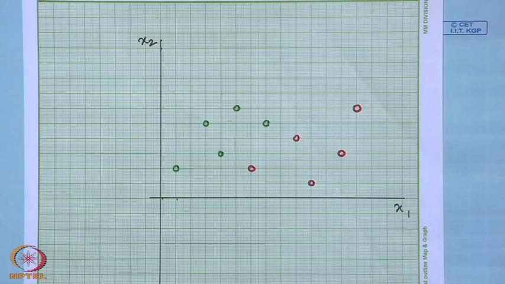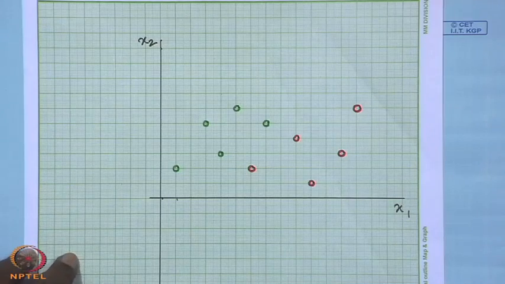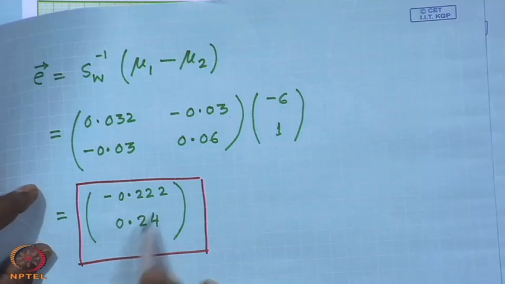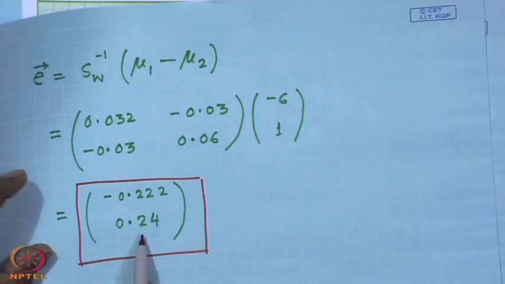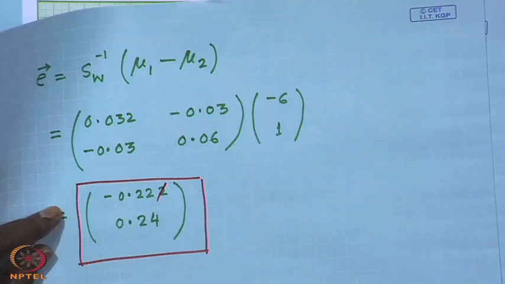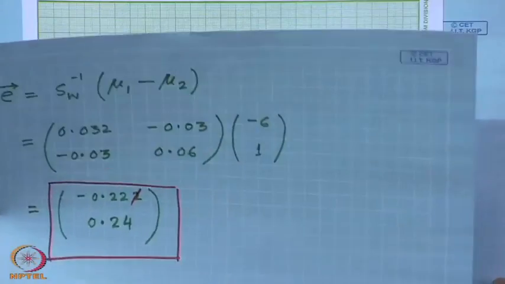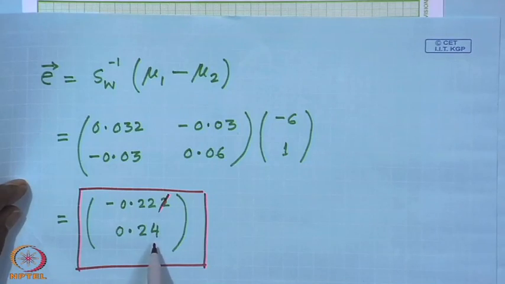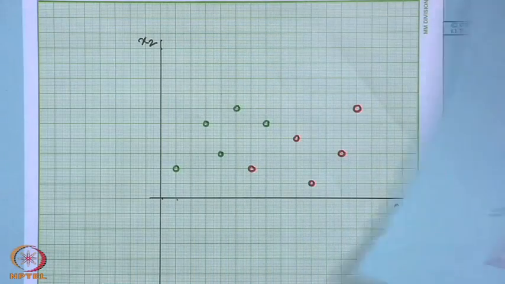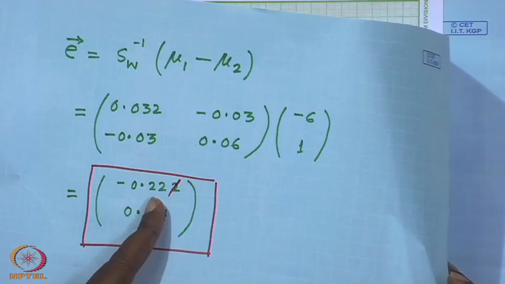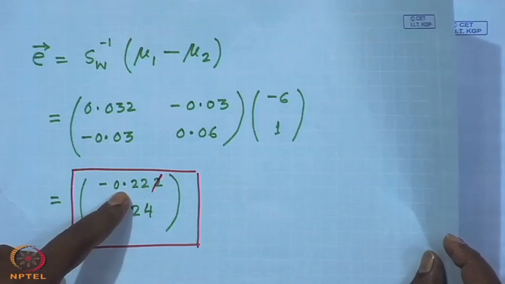So, these are the vectors from class omega 2, and my projection direction, as we have computed, is minus 0.222 and 0.24. Let us truncate this and say minus 0.22 and plus 0.24. I am interested only in the direction, so even if I multiply this by 10 it does not matter. So, I will take it as minus 2.2 and 2.4.